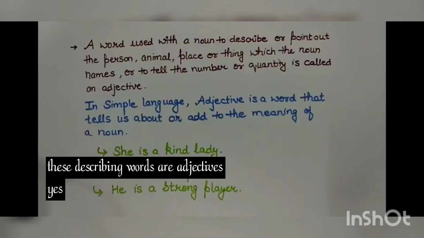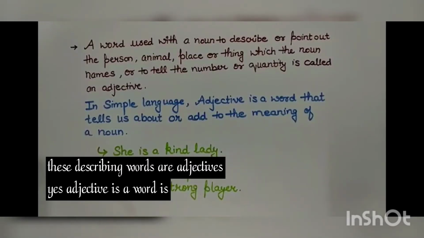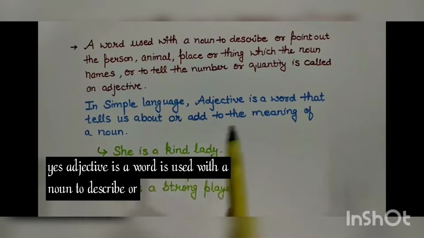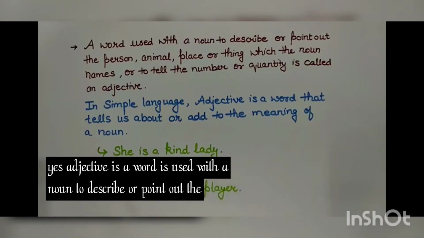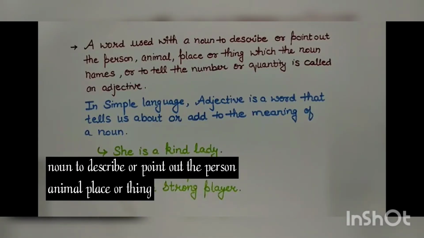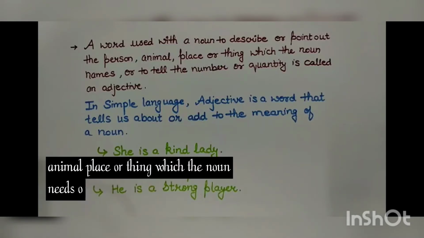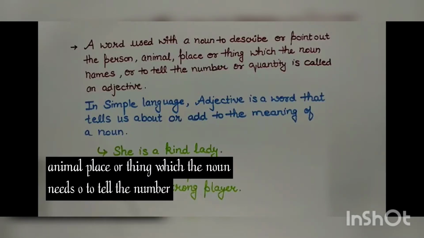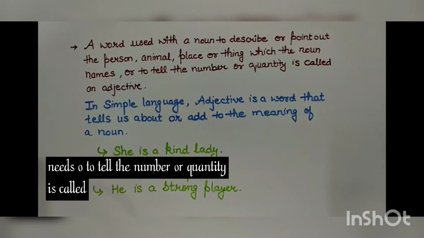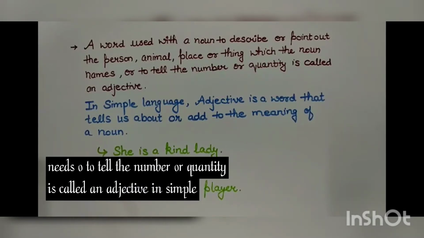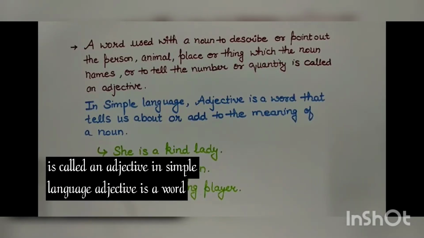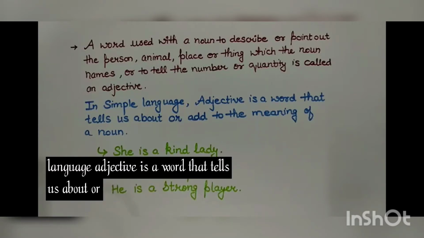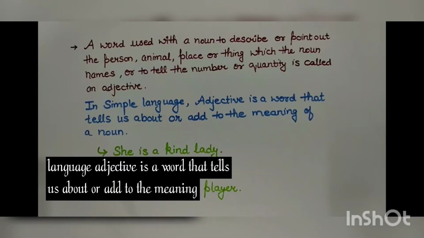Yes, an adjective is a word used with a noun to describe or point out the person, animal, place or thing which the noun names, or to tell the number or quantity. In simple language, an adjective is a word that tells us about or adds to the meaning of a noun.